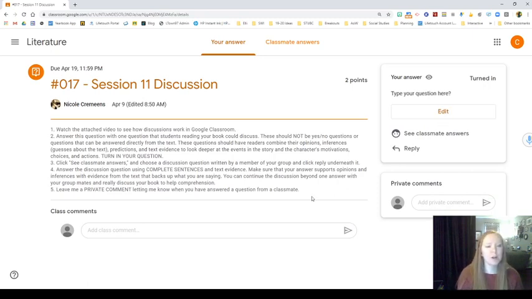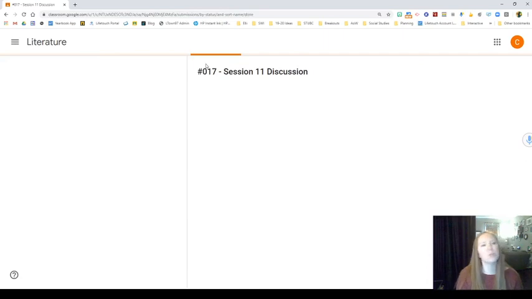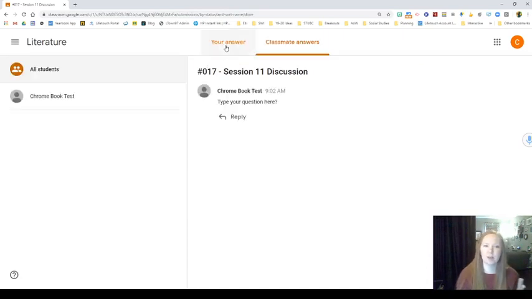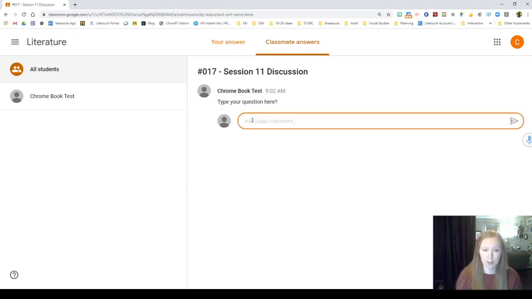Then the next thing you're going to do for step 3 is to see your classmates' answers. It will take you to a page that shows you the answers of your classmates. It will show you everyone in your class who has responded, and it will show you their answers. So what you're going to do is read through the questions that have already been submitted and pick one that you think you can answer. And you're going to press reply here.